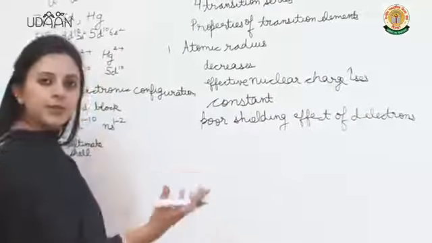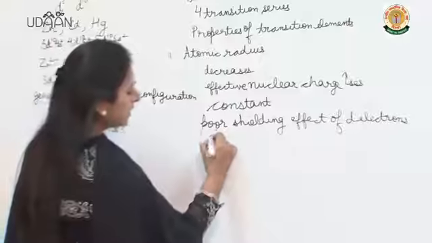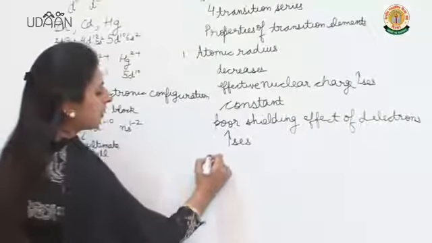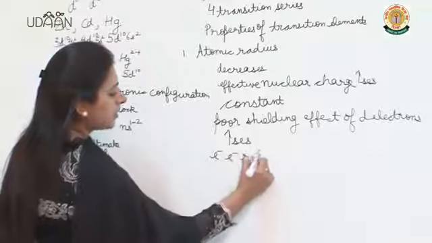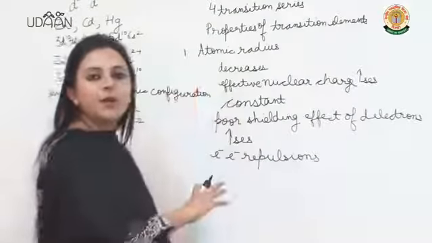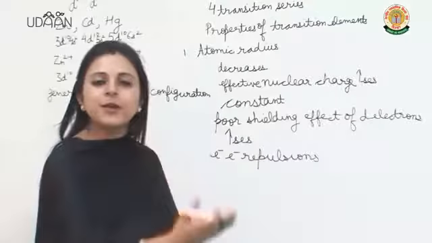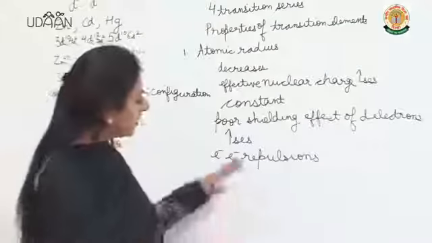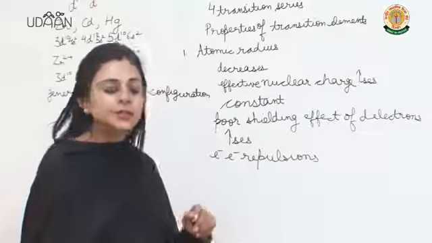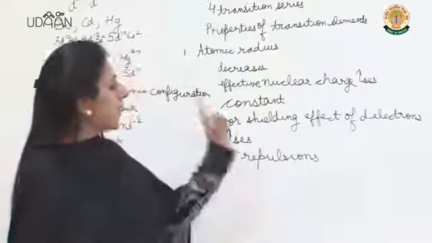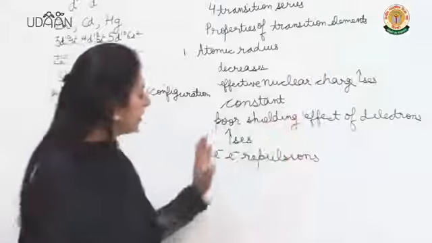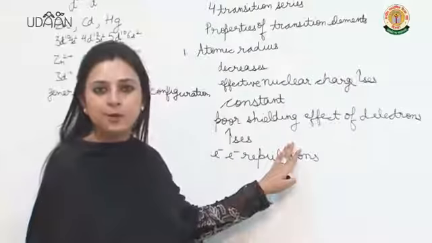Now after that what happens? Towards the end it increases. Why does it increase towards the end? Because of the electron-electron repulsions, which are higher as compared to the increase in effective nuclear charge. That means these electron-electron repulsions overcome the increased effective nuclear charge, because of which it first decreased, then remained constant, and at last it increased.